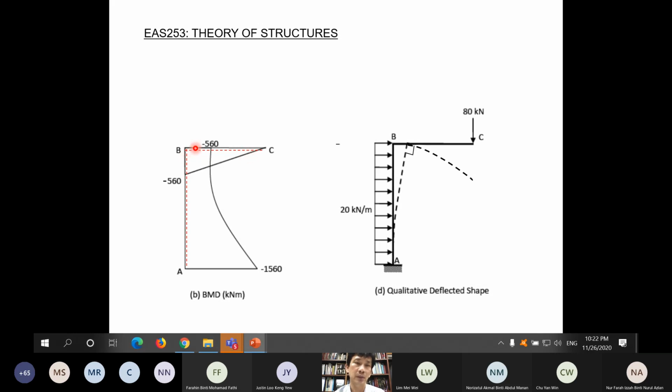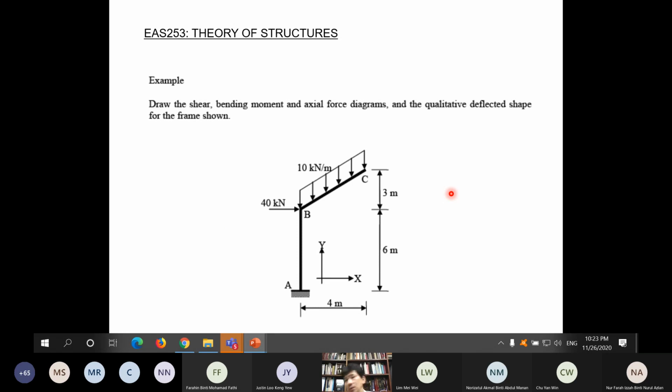And this angle of 90 degrees must be maintained. This is a fixed support, so the qualitative deflection should become like this. It should bend like this, so that for this member, there are two sides. This side of the member becomes compression, so it should bend in this way. Maintain 90 degrees, and then it should bend down because the bottom part should be in compression. So that completes the qualitative deflected shape. Okay? That completes the whole part of it.